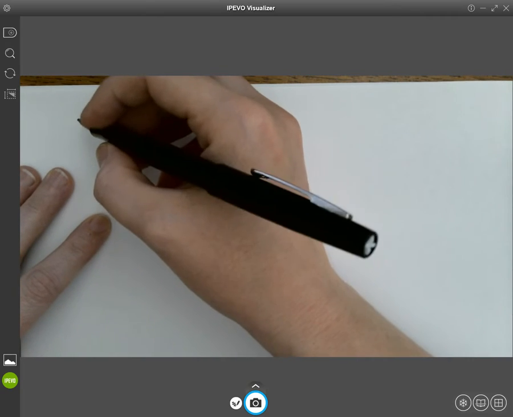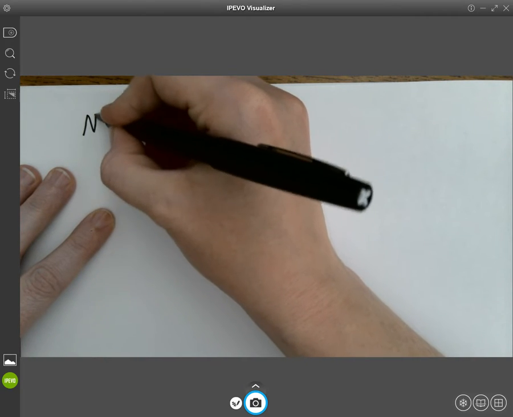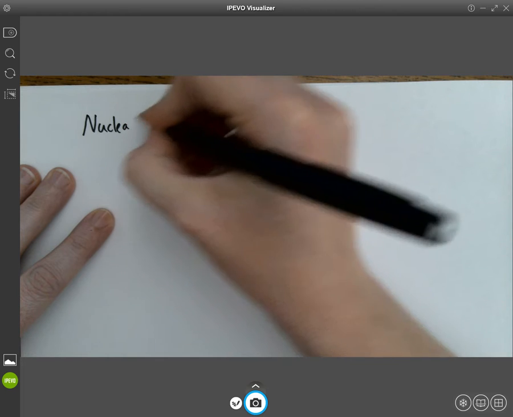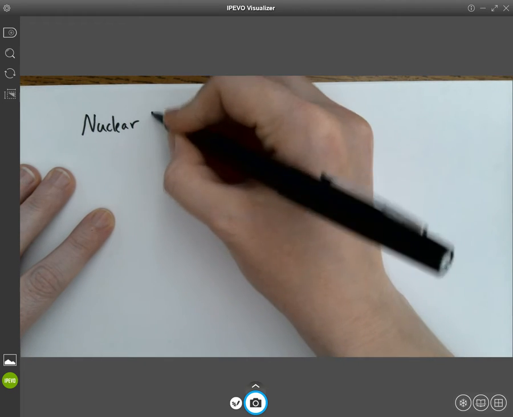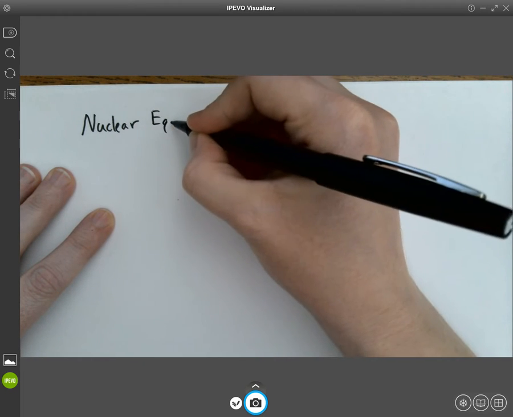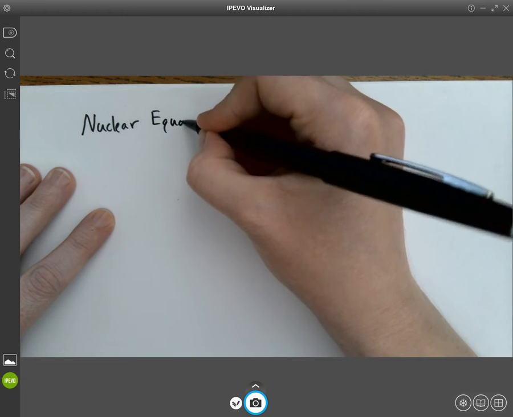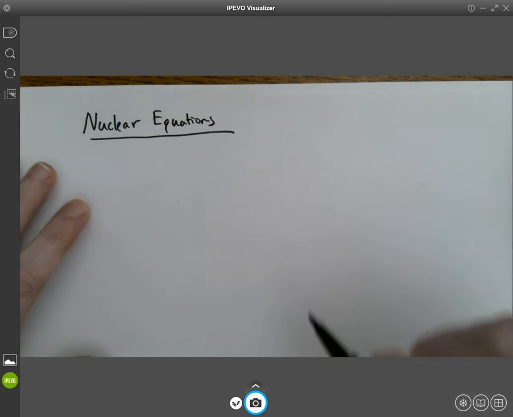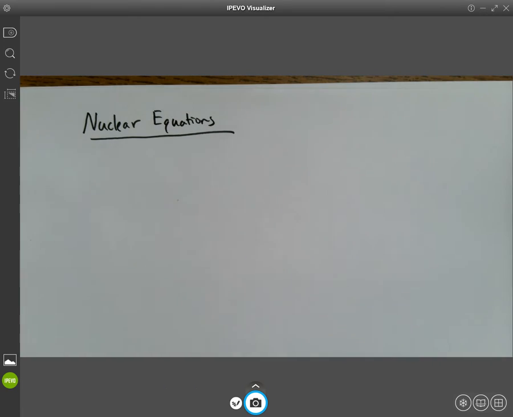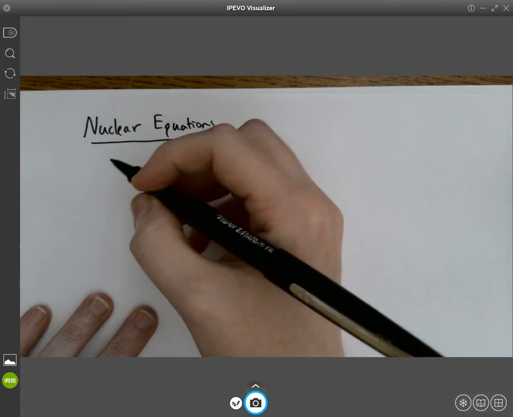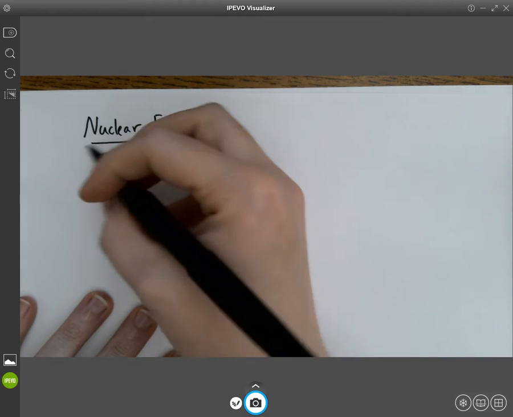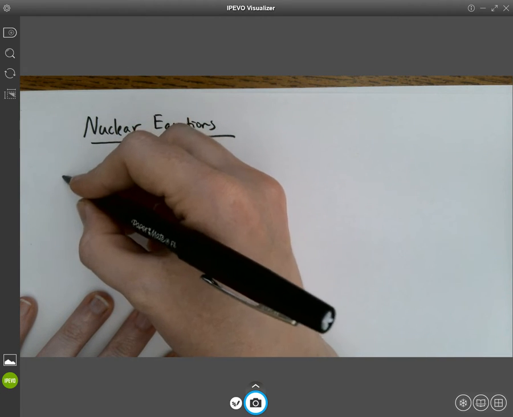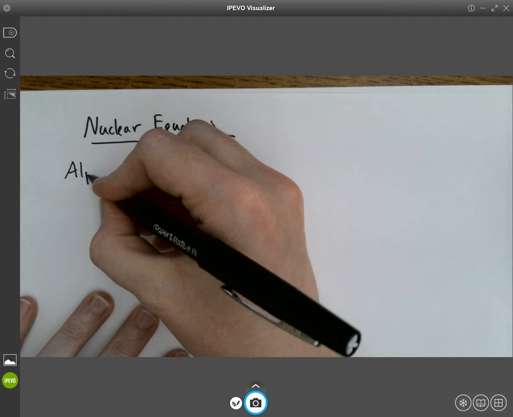All right, today we are going to be learning about nuclear equations, and we're looking specifically at alpha and beta decay. So we are going to be drawing out what these equations look like. We're going to start off with what exactly are alpha and beta particles. So we'll start off with alpha.